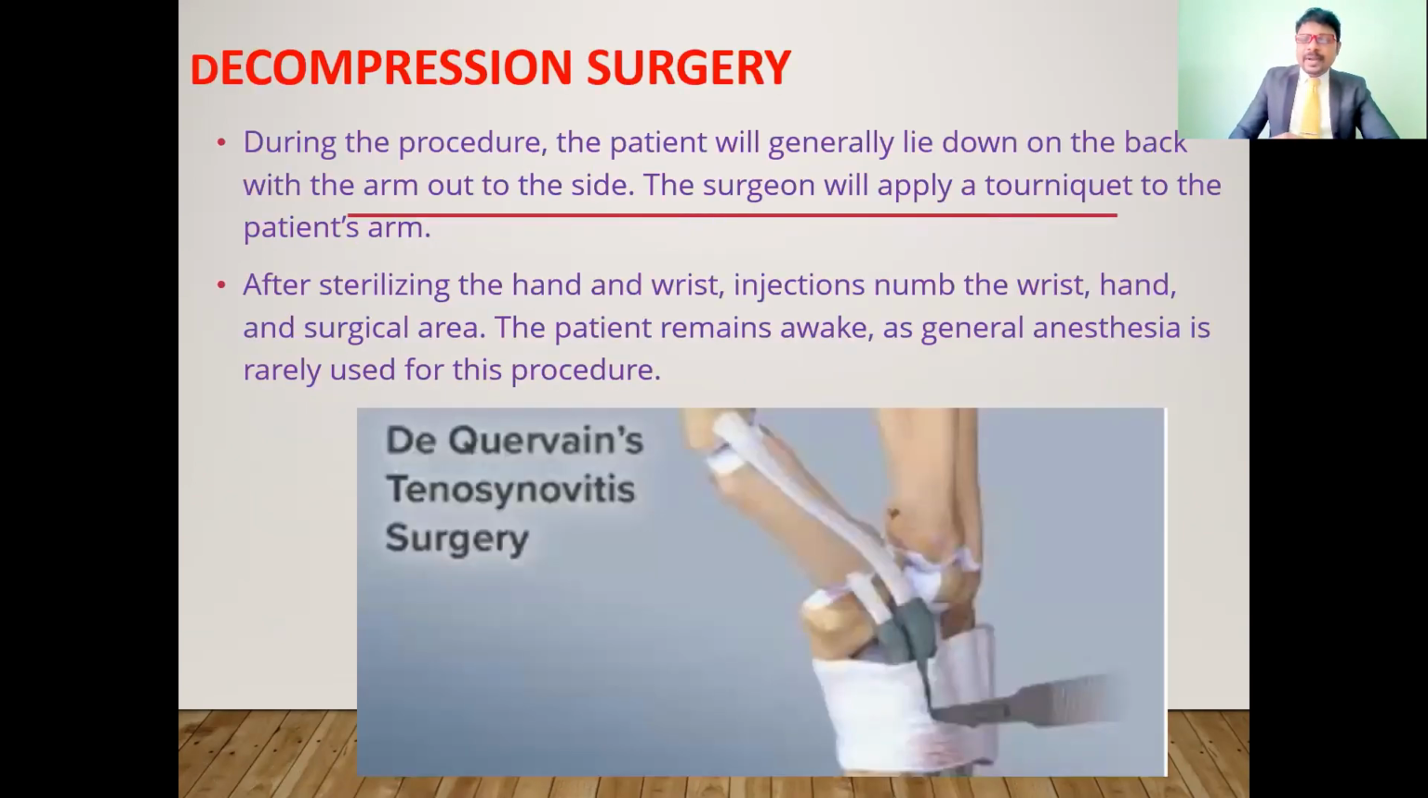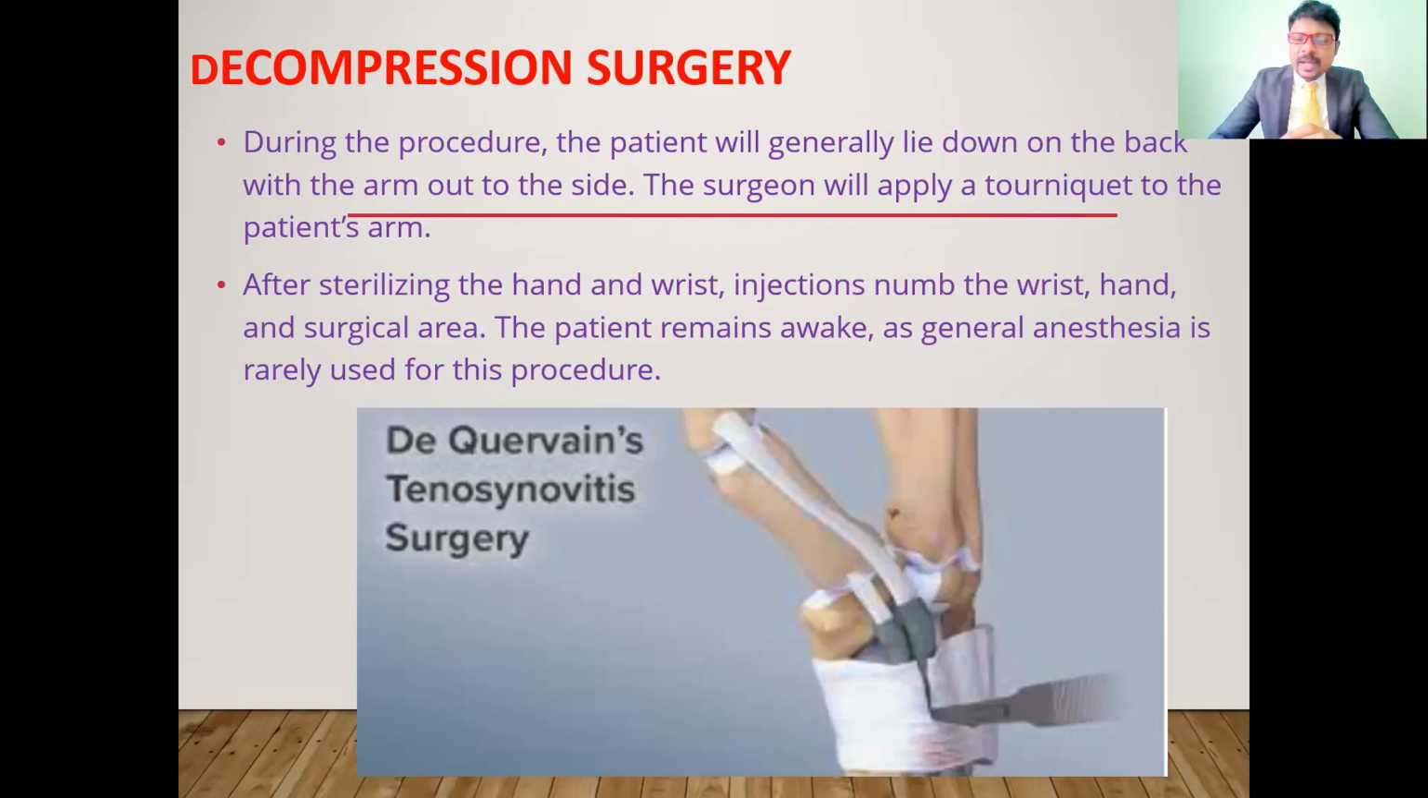So if you see how the De Quervain's decompression surgery goes, during the procedure the patient will generally lie on the back with the arm outside, and the surgeon will apply the tourniquet to the patient's arm. In the supine lying position, the patient's hand is at the side, and local anesthesia is given at the wrist region, above the wrist and below the wrist. The segmental anesthesia is given below the forearm.